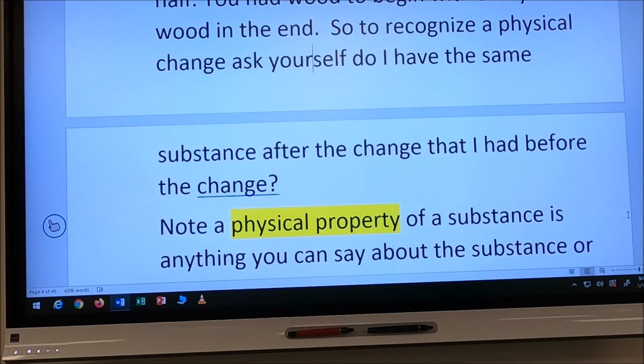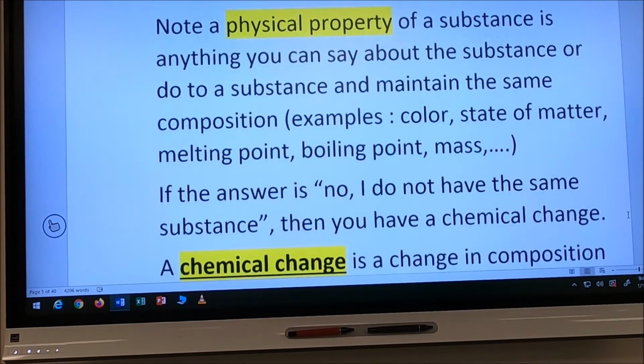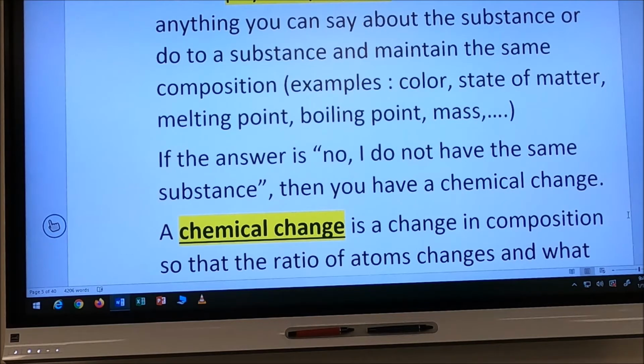Now, physical properties. Physical properties are properties of the substance that you can see or say about it without it interacting with other substances. In the observation you maintain the composition. So color is a physical property. State of matter is a physical property. The temperature at which physical changes happen are physical properties: melting point, boiling point, the mass, the length of something, the height of something, the texture could all be considered a physical property.